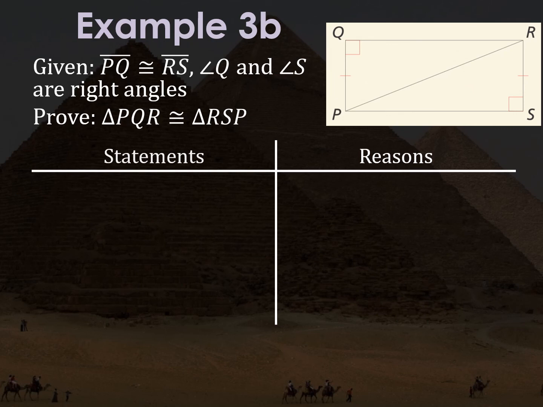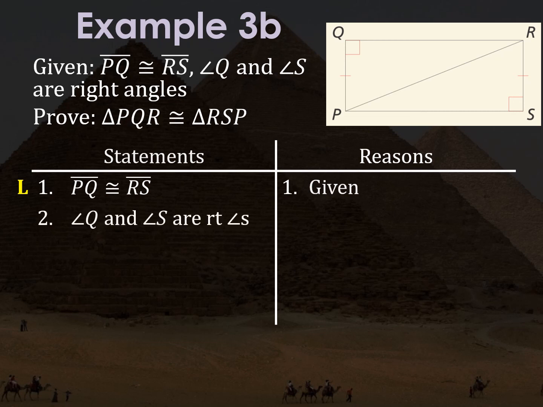Finally, example 3b, you're given segments PQ and RS are congruent. You're also given that angles Q and S are right angles. We're going to prove that triangles PQR and RSP are congruent. So statement 1, you're given PQ is congruent to RS. So that is the given statement. So legs are congruent. Now we're going to look for hypotenuse and right triangle. 2, angles Q and S are right angles. And that is also a given statement.